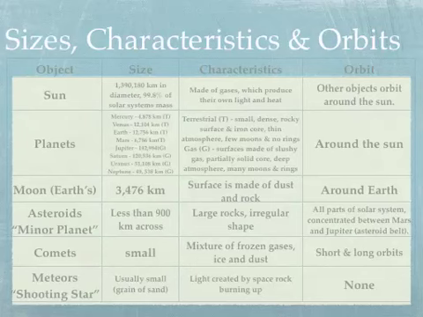Comets are relatively small. The head or the coma of the comet is small, but the tails can be very long. Comets are made of frozen gases, ice, and dust. Sometimes they're called dirty snowballs. And they have something called short and long period orbits. What that means is comets don't orbit in a circular path, like the planets do. They orbit in something called an elliptical path, or an oval.